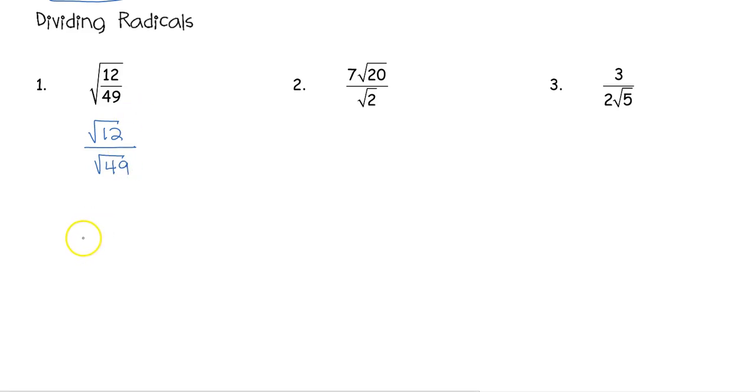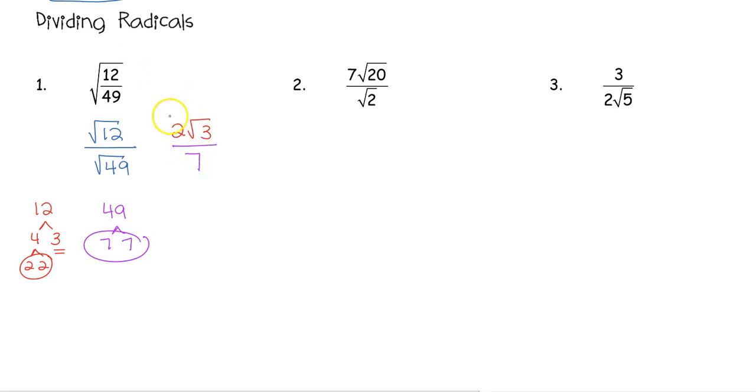I'm going to break each of those down with the factor tree. So 12 is 4 and 3, 2 and 2, a group of 2s with a 3 left over. So this becomes 2 root 3. We look at 49. 49 is a perfect square. It's 7 and 7. There's nothing left over. So I divide that by 7.